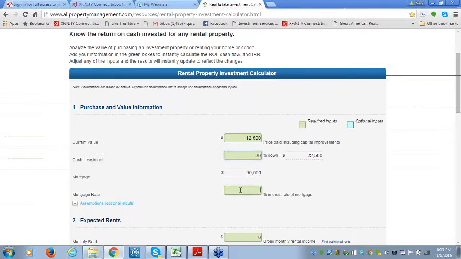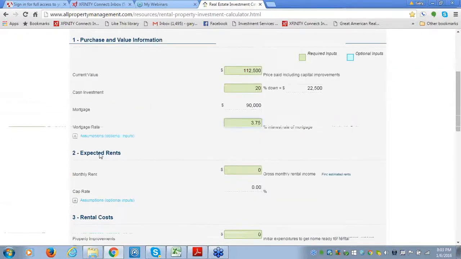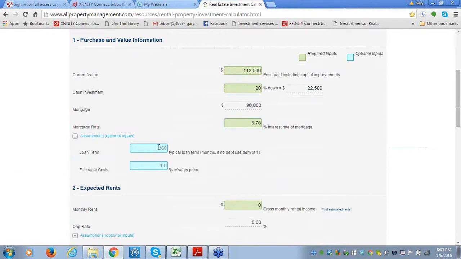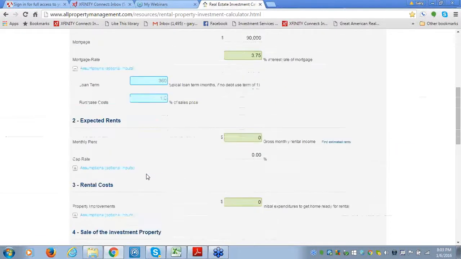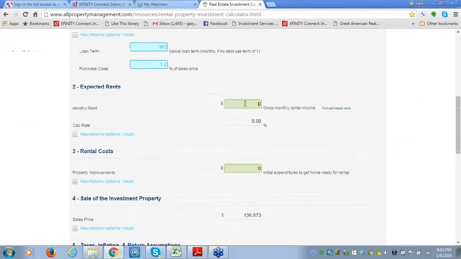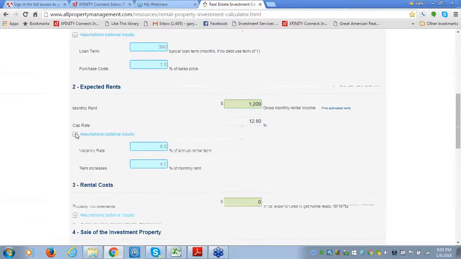Mortgage rate, I think we said 3.75. There are some assumptions here, so let's click on the assumptions and see what they say. Loan term, 30 years, which is 360 months. Purchase cost, 1%. Let's just leave those assumptions there. Expected rents, I think we said are $1,200 per month. Right now our cap rate says 12.8%, but we're not done yet. We've got to figure out some more information.